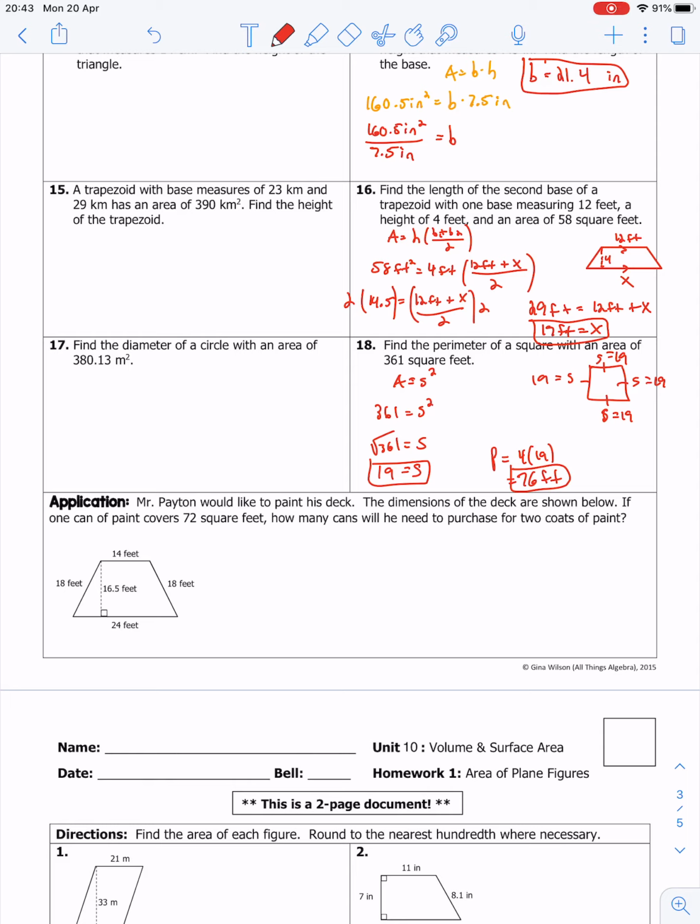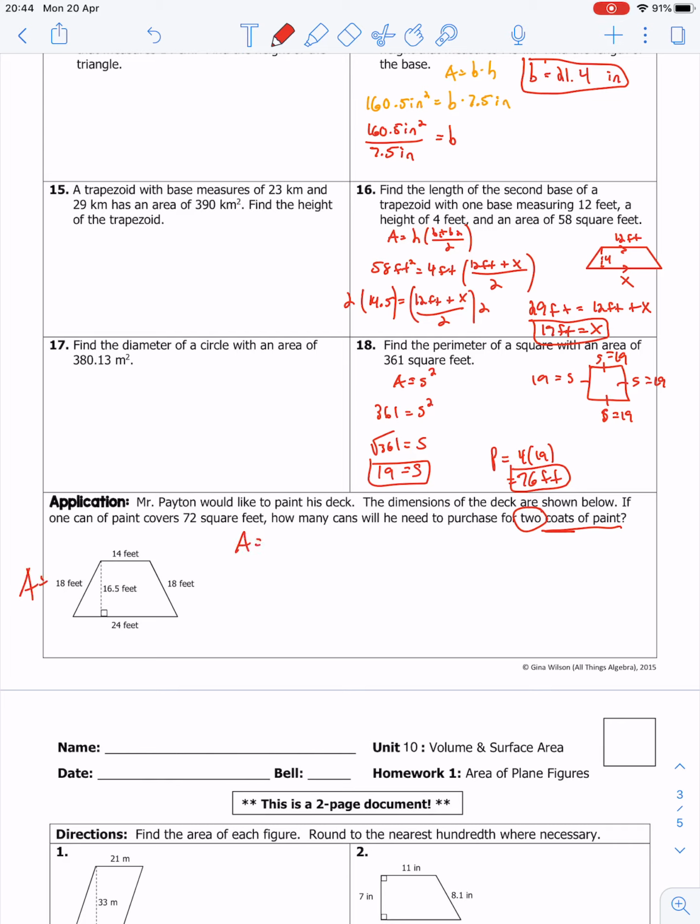Meaning, a coat of paint means you covered the whole deck in paint. So that's 1 coat. And if you do it twice, that's 2 coats of paint. So he's saying, how much paint is he going to need to cover the deck in paint twice? That's the idea. So first we have to find how much area is this deck.